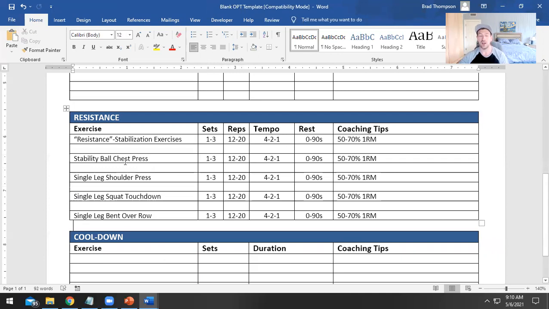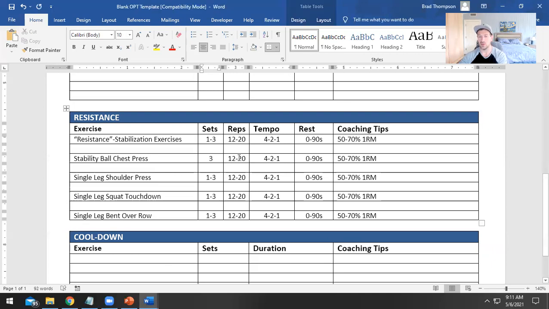And obviously, this is what your program would actually look like. You would probably not have ranges like this. You would choose one, right? You'd be like 3 sets. We're going to go with 15 because it's in the middle, right? We'll say 60 seconds of rest. And then 15 should correspond with about 60% 1 RM. So your real routine would actually look something more like this.